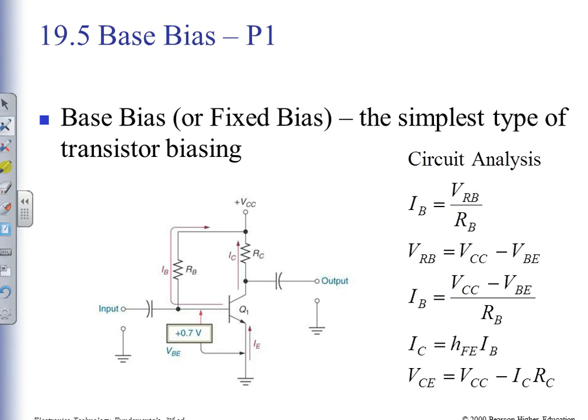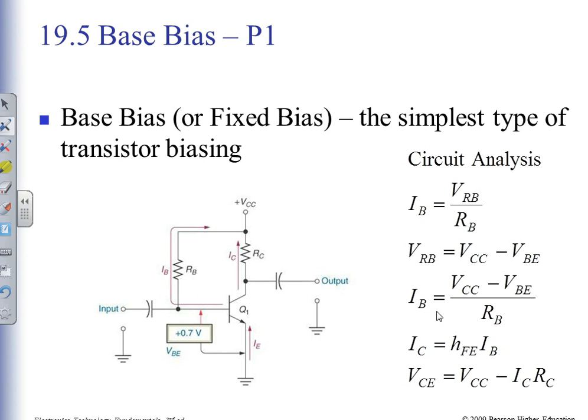Now we need to bias the transistor so that it is at its Q point. That's what we're doing. We're going to have to figure out the values of RC and RB so that the transistor is biased at its Q point. So we can figure out what the current at the base is going to be. We can figure out what the voltage across RB is, whatever that is.